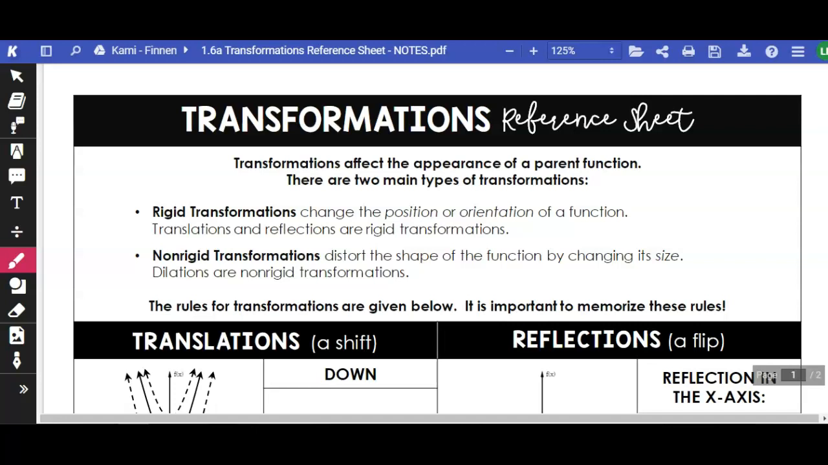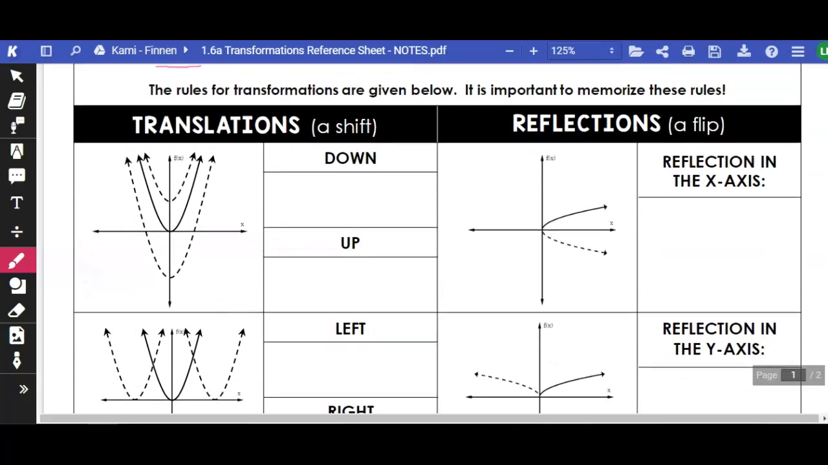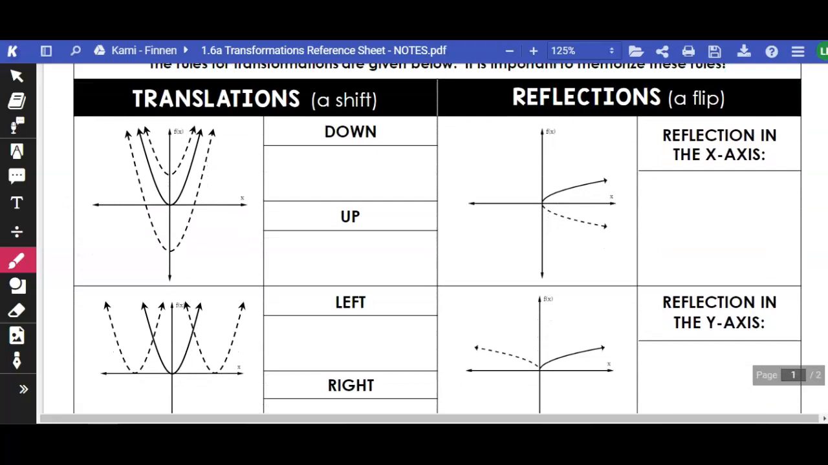Okay, so there are 2 main types: rigid and non-rigid transformations. Rigid is a change in position or orientation of a function. So that's translations and reflections, the same kinds of things you talked about in geometry. Non-rigid transformations distort the shape of a function by changing its size. So those are dilations. Okay, so let's look at what happens here. Again, this is a total review from Algebra 2 and Algebra 1 as well.